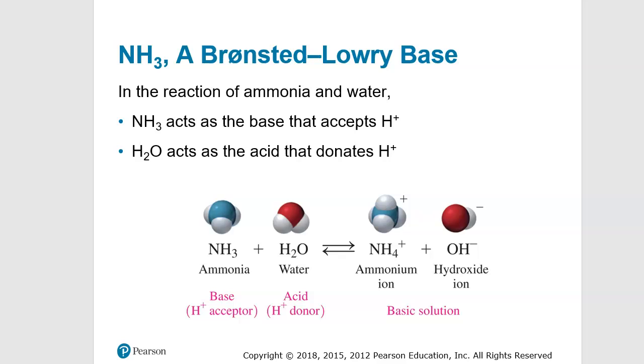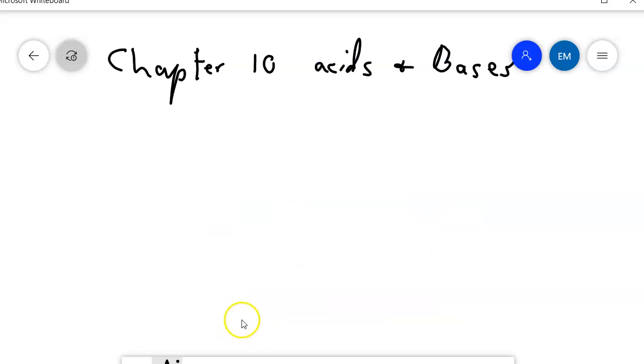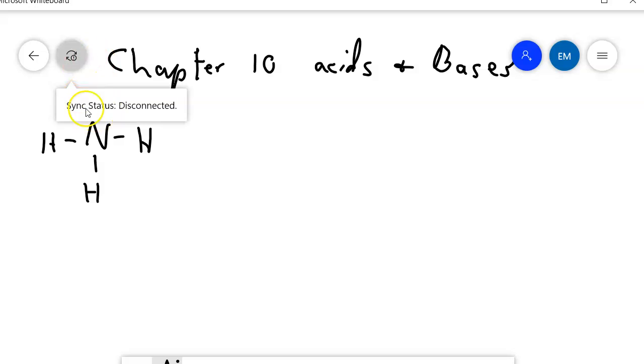We can go on. This is Bronsted Lowry, but with ammonia and water. Ammonia is a Bronsted Lowry base. It can accept a proton. Let me go to the whiteboard, and hopefully the whiteboard is working this time. Okay, you take ammonia. Remember the structure of ammonia, NH3. You've got this lone pair of electrons.